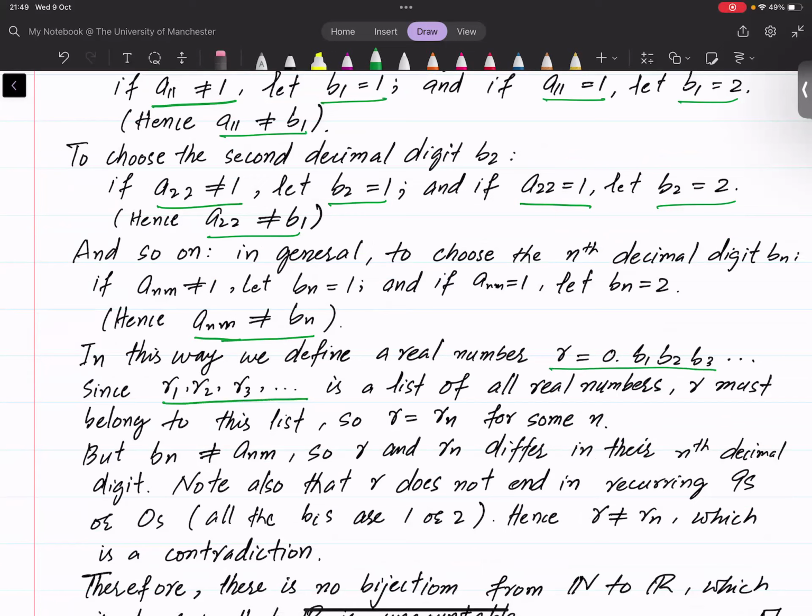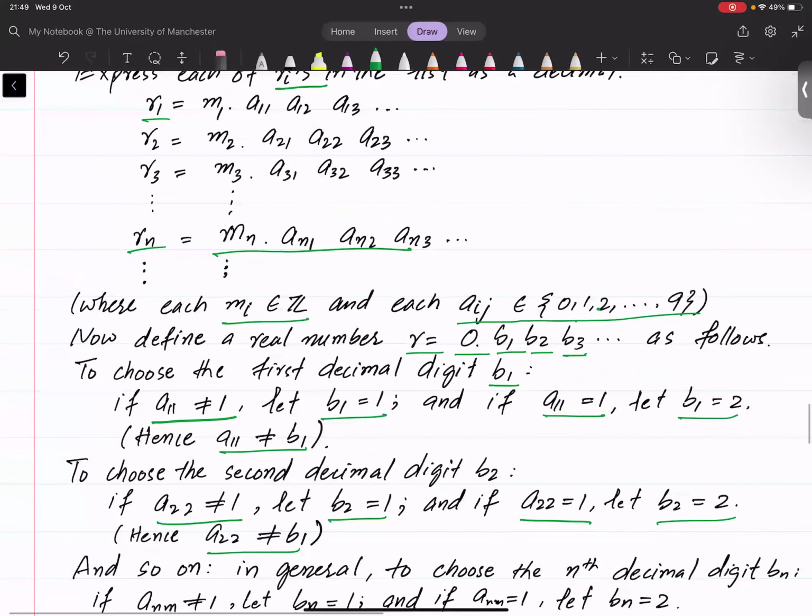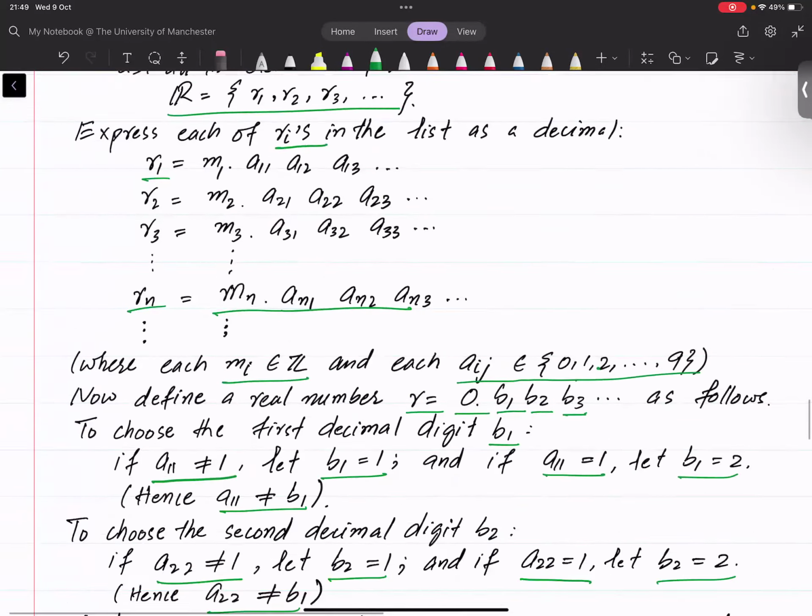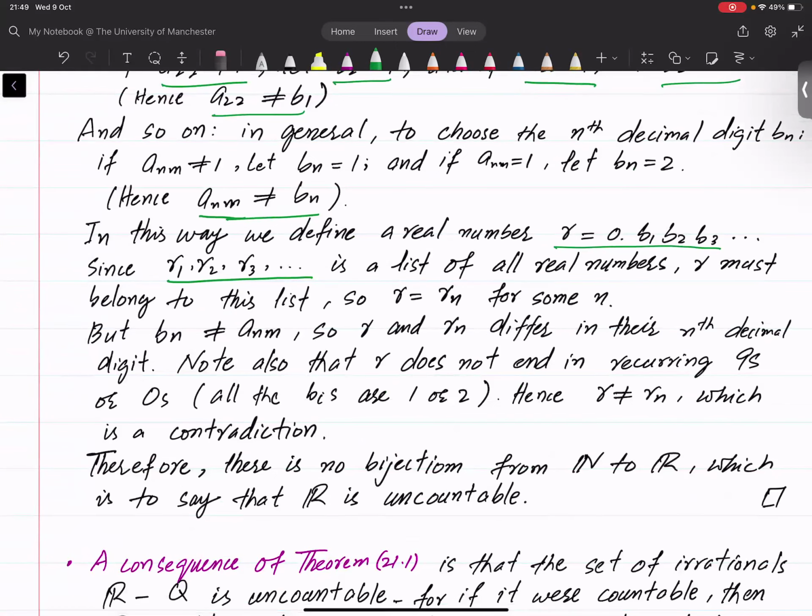since these are all the real numbers we have written in the list. Since this is the list of all real numbers, and R must belong to this list, because we have defined this R as a real number, we are saying R should be equal to Rn for some n at least. But the problem is that the numbers after the decimal point in R, Bn, are not equal to Rn's nth digit. So R and Rn differ in their nth decimal digit.